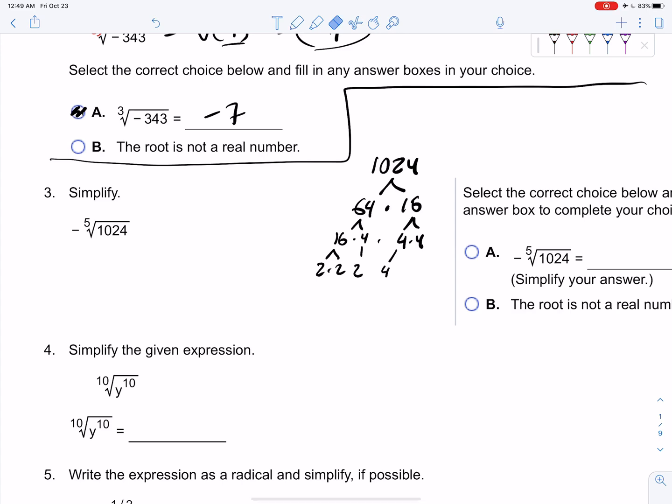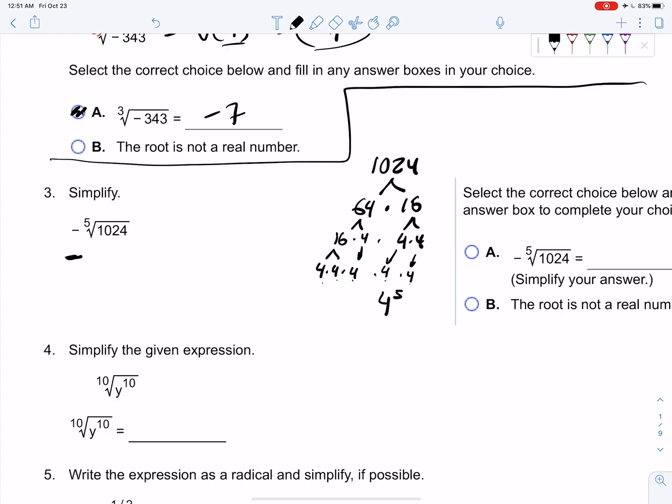I'm making a lot of mistakes. 16 is 4 times 4. I'm going to bring this 4 down from the previous step, and this was also a 4. It turns out that 1024 is 4 times 4 times 4 times 4 times 4, which is 4 to the 5th power.